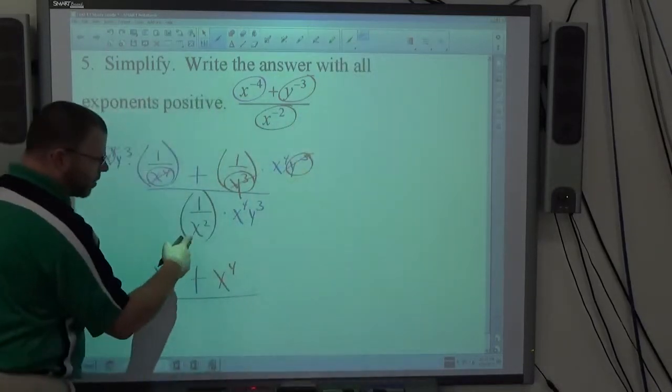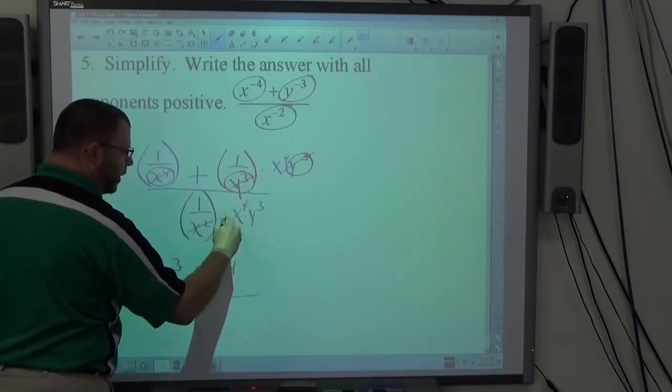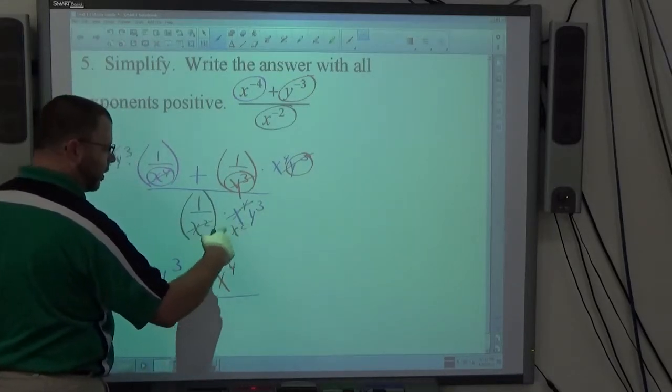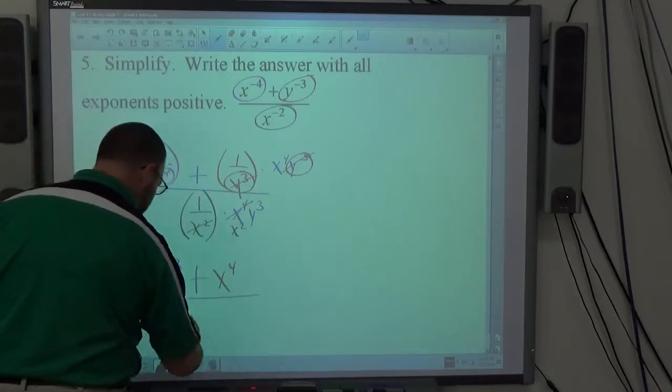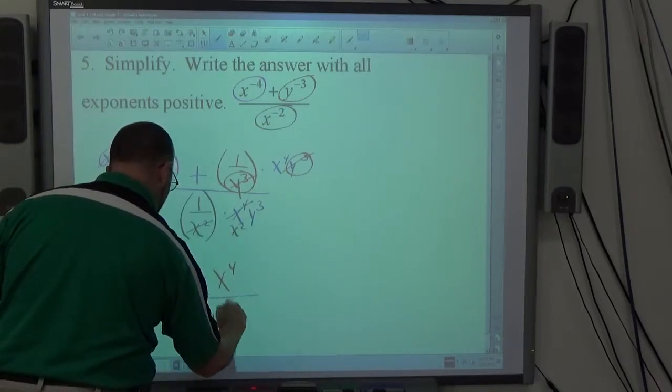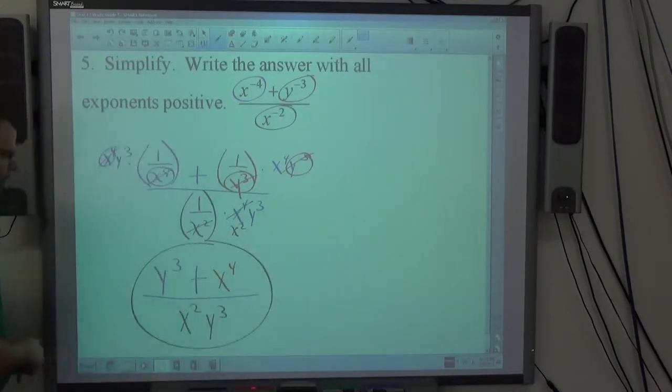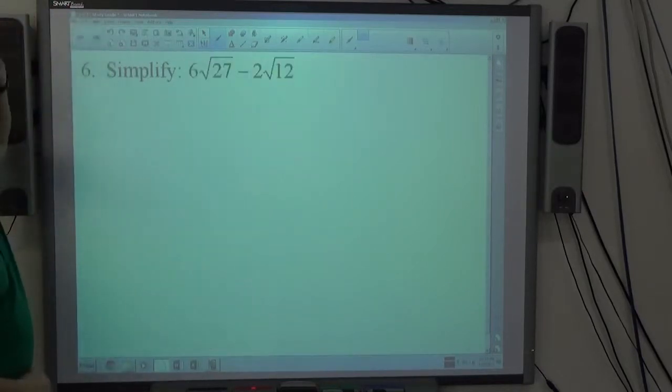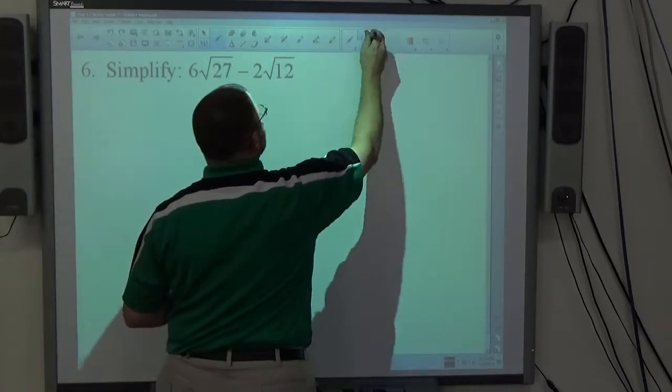Down here on the bottom, x squared goes into x to the 4th, not completely though. There's still an x squared left. So 1 times x squared y cubed is x squared y cubed. Do not try to reduce the fraction. That's as far as you can go on that problem. Stop there. Number 6, simplify 6 square root of 27 minus 2 square root of 12.